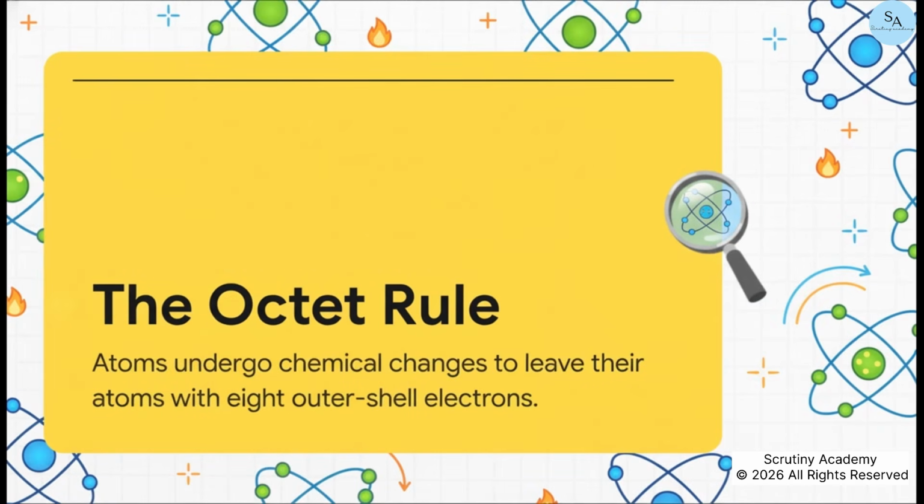This brings us to the single most important rule in this chapter, the octet rule. It's simple. It just says that atoms will either give away, take, or share their electrons to end up with a full outer shell of 8. Why? Because that configuration is super stable, just like the noble gases, the cool kids of the periodic table.